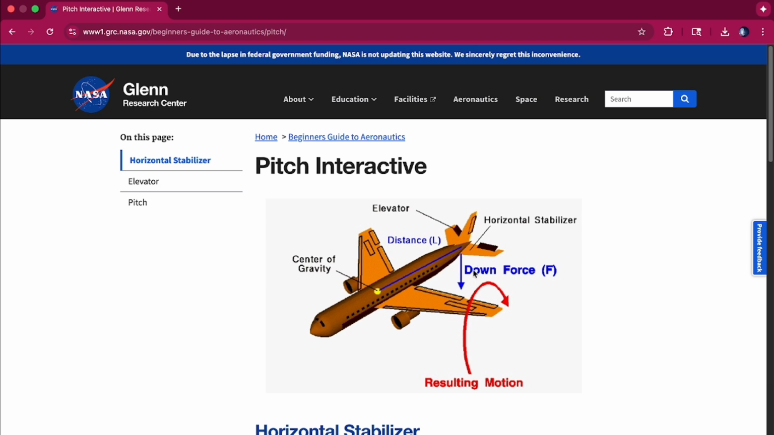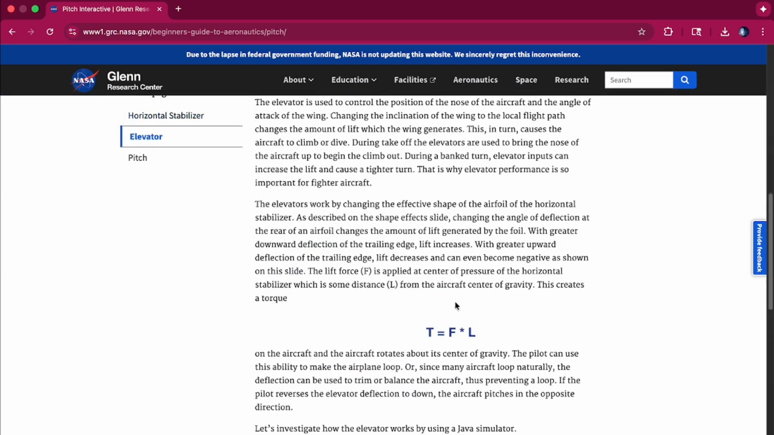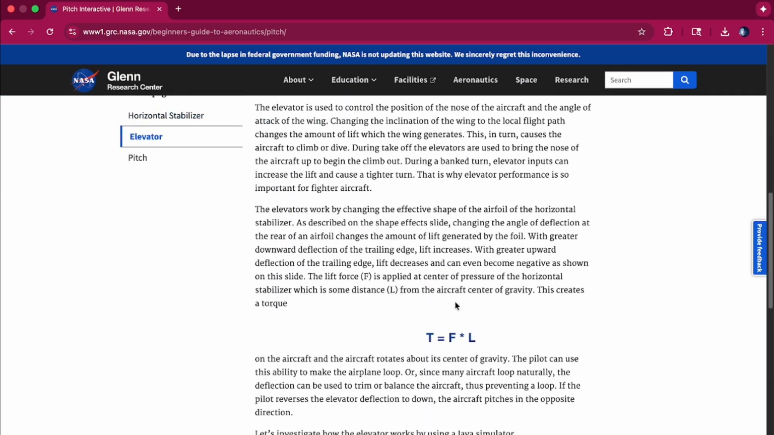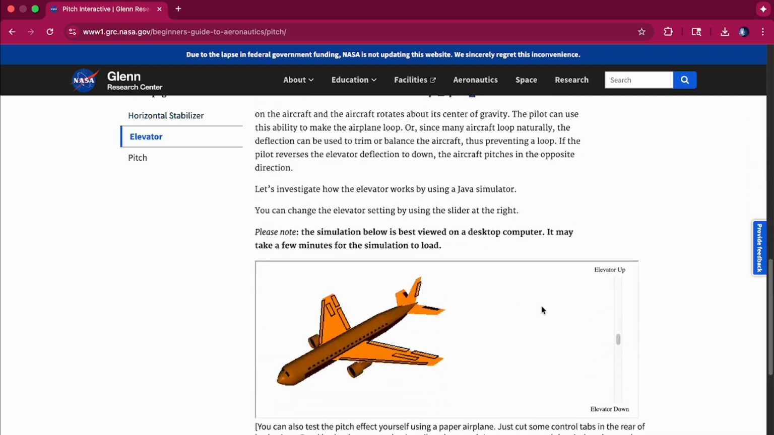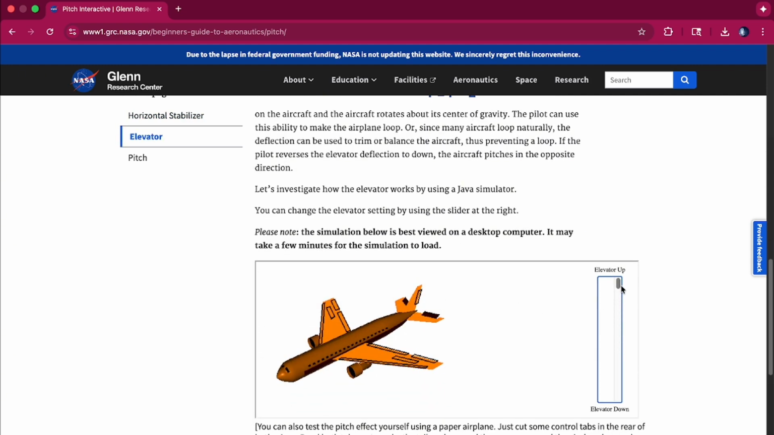Anyways, we have the downforce over here. This is the plane, and we also have the resulting motion around the plane center as well. The elevator is here too. So yeah, T equals F times L. This is essentially the torque of the elevator. This is essentially the elevator, guys. We have torque equals force times the distance, guys. And you can see if the elevator goes up, the plane would essentially go up. The elevator is in the back.